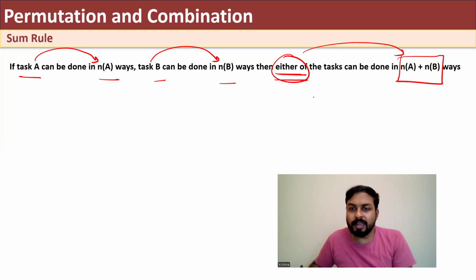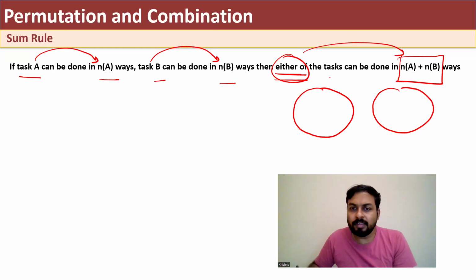Let me take another example here. Let's say you have two sets, set A and set B. There are three elements in set A and four elements in set B.